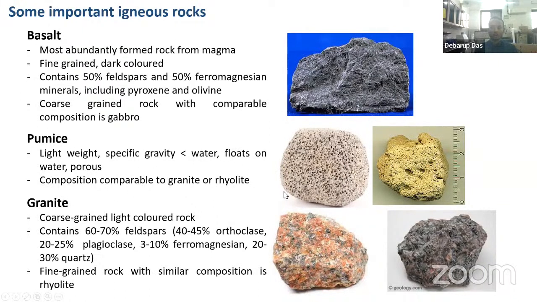Composition comparable to granite or rhyolite. Granite, you can see nowadays in labs and kitchens. Granite stones, they are putting granite stones there. It looks good, it's fairly resistant. Granite is a coarse grained, light colored rock containing feldspar, orthoclase, plagioclase, mica, and quartz. A fine grained rock with similar composition is rhyolite. So these are granites, and differently colored granites are available. This is pumice, and this is a basalt rock.